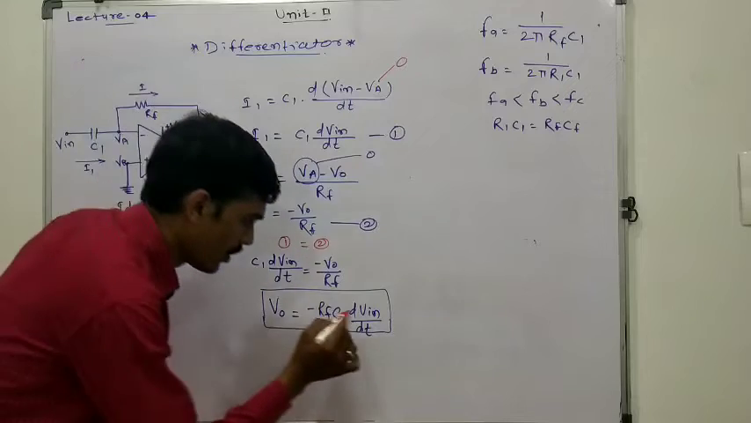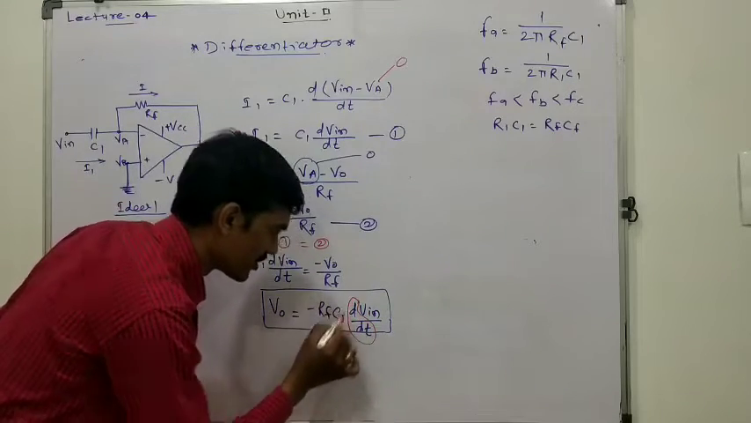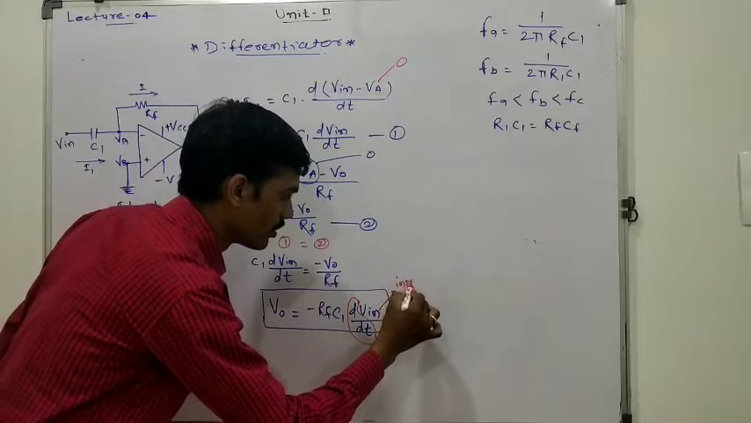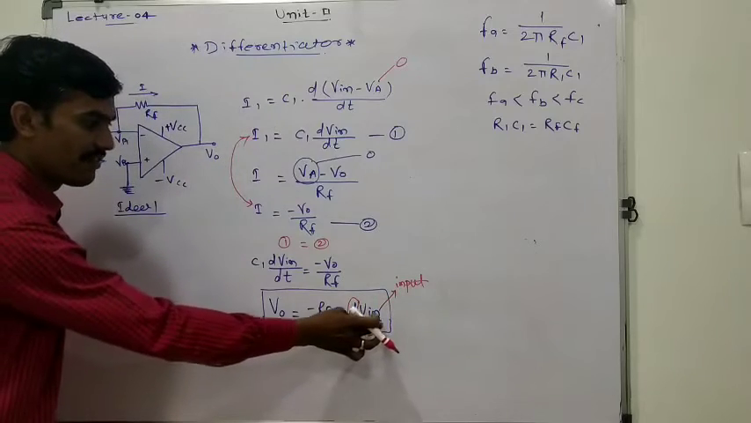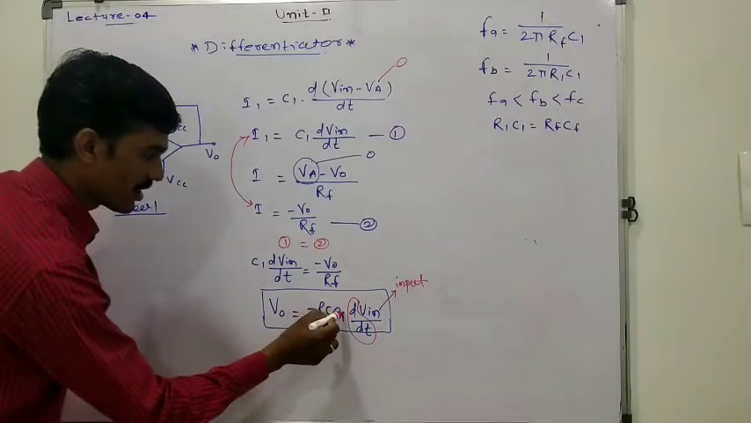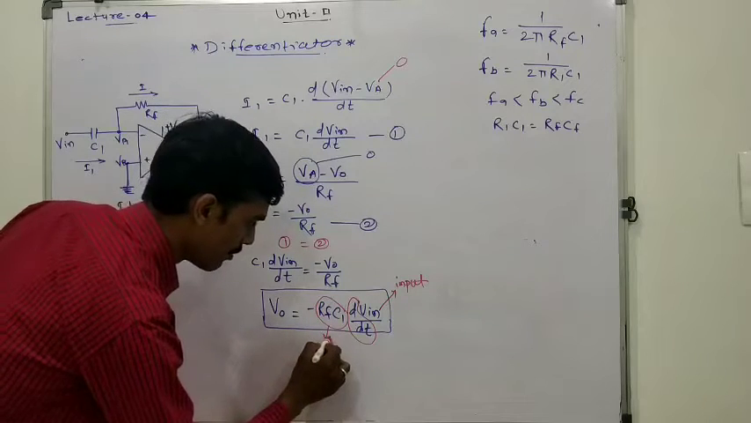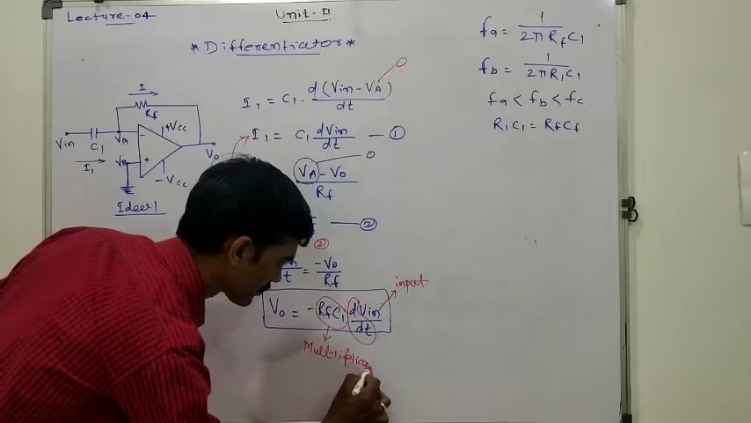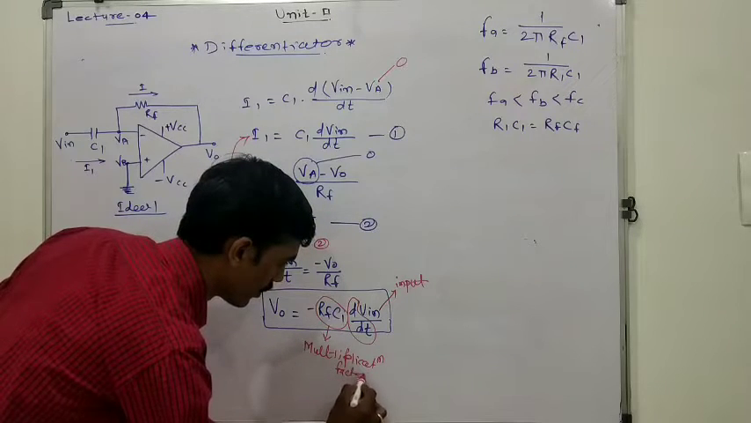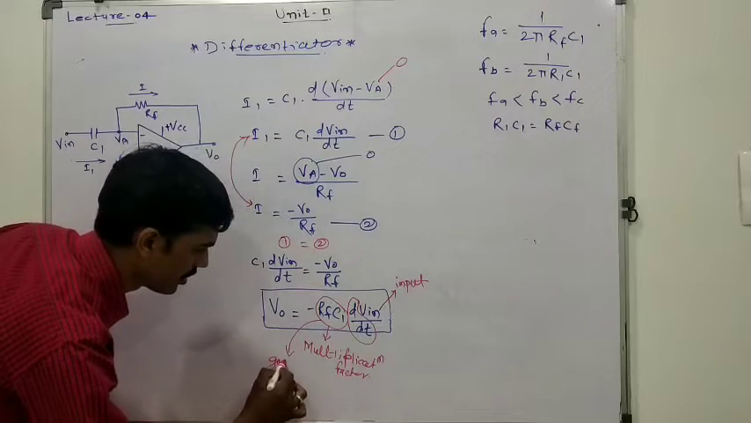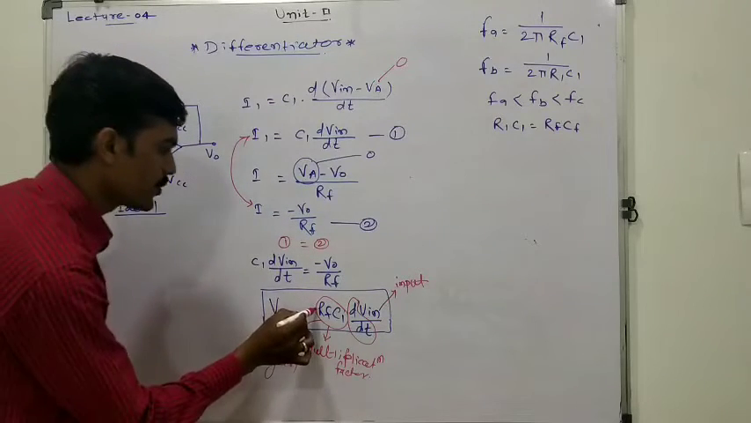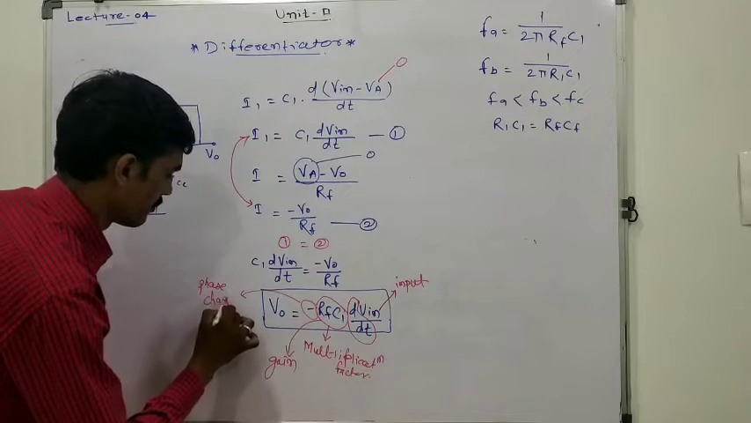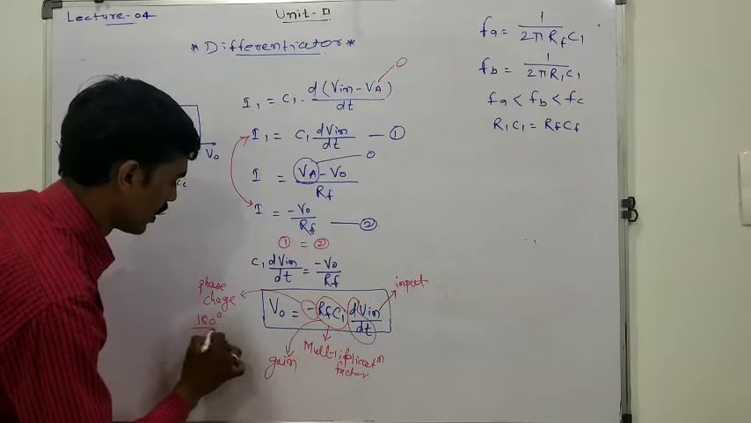It means that what is this d/dt? This is nothing but a differentiation of the input signal. So we are just taking a differentiation of the input, and this RF and C1 is nothing but the multiplication factor. Or in other words, we can say this is nothing but the gain. And this negative sign indicates the phase change, a phase change by 180 degrees.